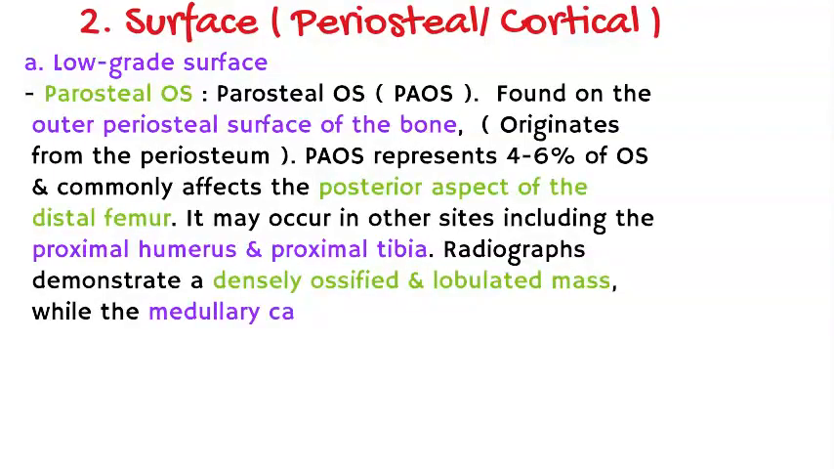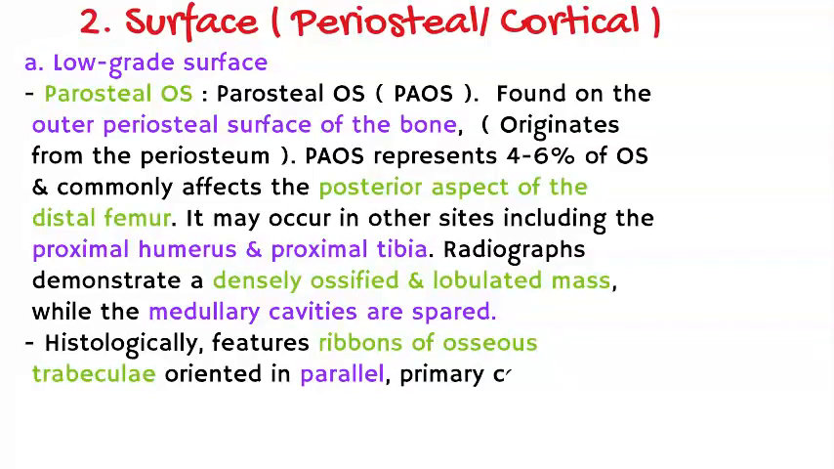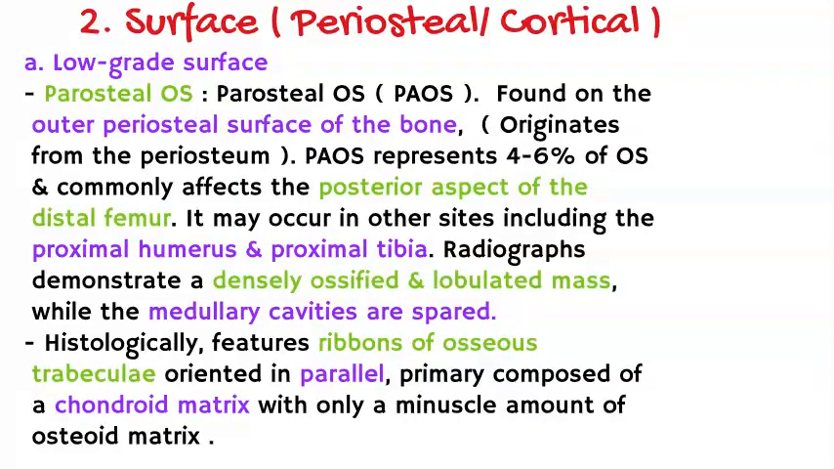Radiographs demonstrate a densely ossified and lobulated mass, while the medullary cavities are spared. Histologically, it features ribbons of osseous trabeculae orientated in parallel, primarily composed of a chondroid matrix with only a minuscule amount of osteoid matrix.